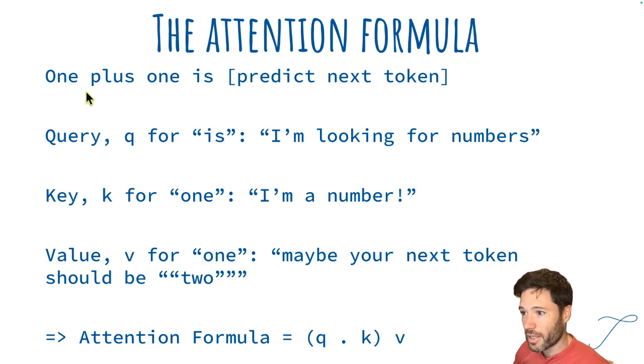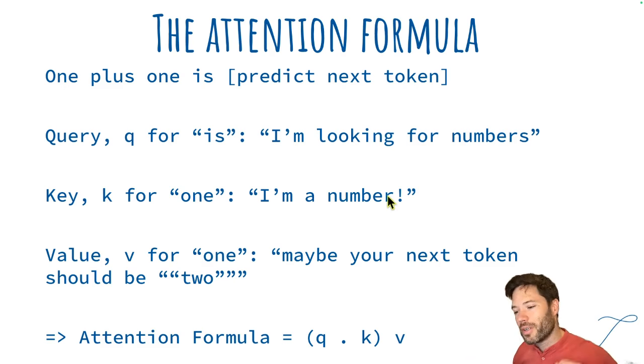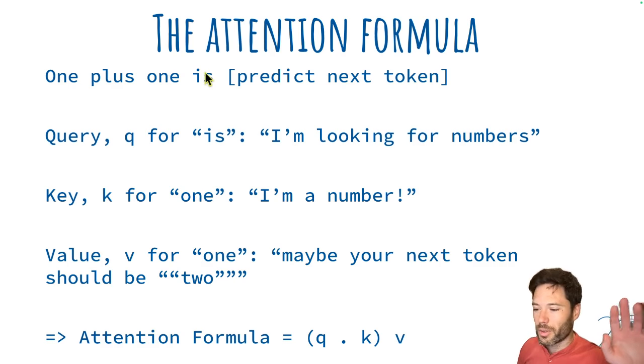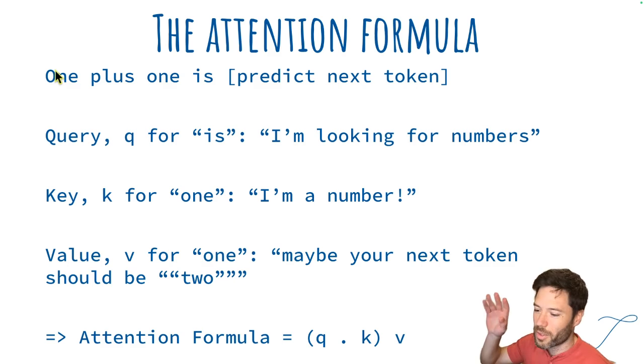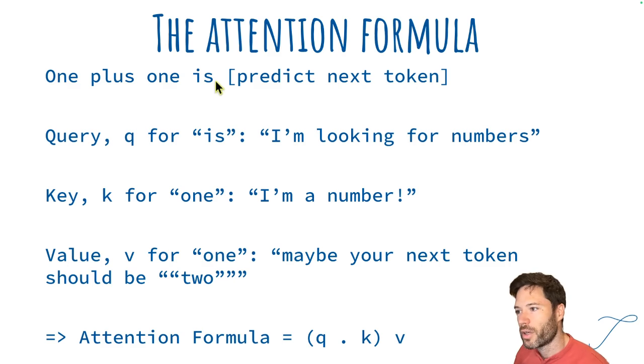The key, and each one of these words will have a key. So there'll be a key for 1, a key for plus, a key for 1, a key for is. So the key for 1, could be this one or this one, is going to say something like, oh, I'm a number. So this position here is saying, I'm looking for a number, and then these earlier positions are saying, oh, I am a number. And that's how you have the query that's going to effectively search for the key. And that's mathematically done by a dot product. We're basically saying, okay, I'm looking for numbers. That's the Q here. The dot product is going to be high with any of the tokens that say I am a number. So it's going to be a high dot product with 1 and 1 here.